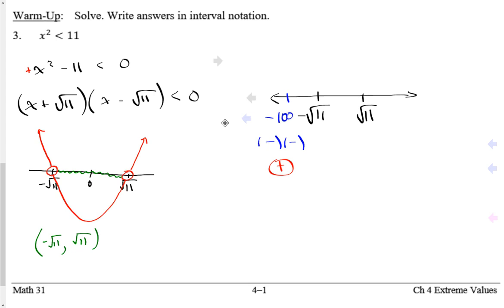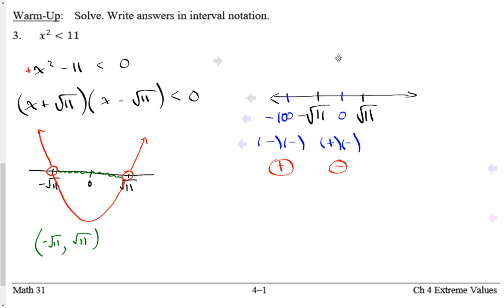Then I'll do another test point. Pick something in between these two zeros. Well, suppose I pick the value of 0. 0 plus root 11 is positive. 0 minus root 11 is negative. Positive times negative gives me a negative result. Is negative less than 0? Yes, it is. So I do want to include this middle section as part of my solution.